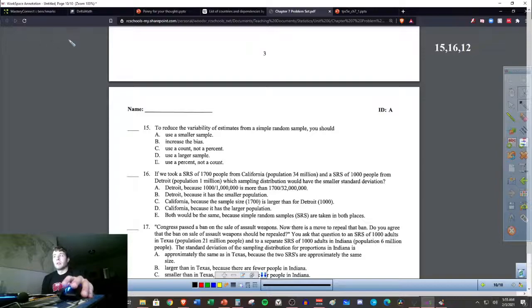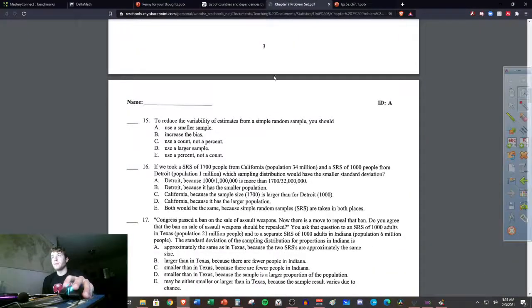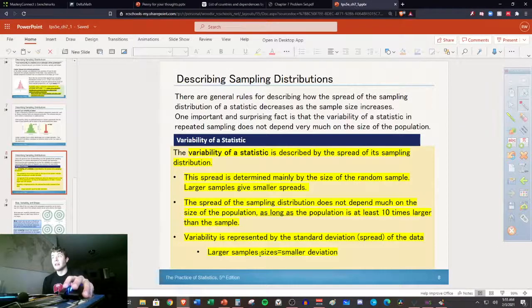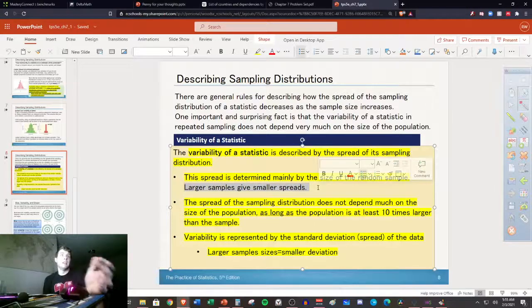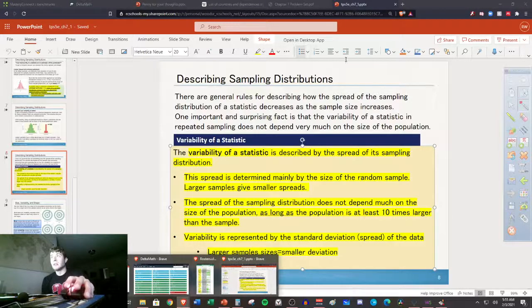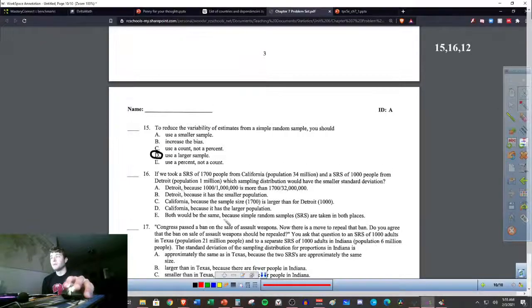Okay, so you had time to work those. 15 is just the definition. How do we reduce variability of estimates from a simple random sample? You should use a larger sample. That is our definition. That's what we put. That's what's in here, right? Larger sample, smaller standard deviation. Larger samples, smaller spread. That's how we deal with that. That's the rule. Okay. So let's look at number 16.